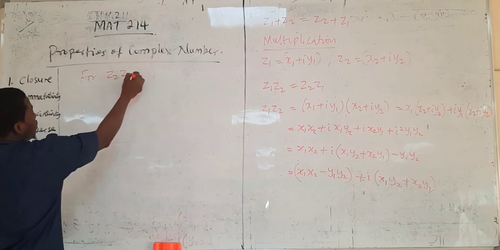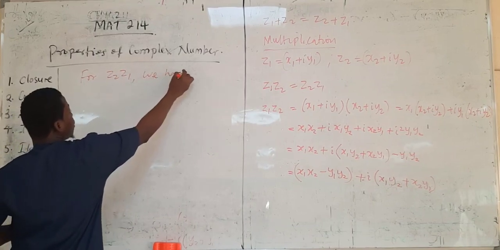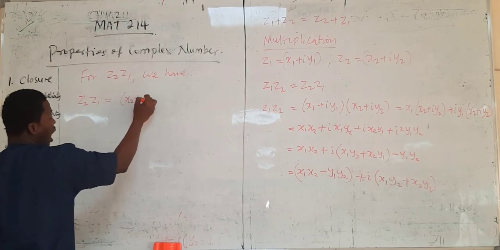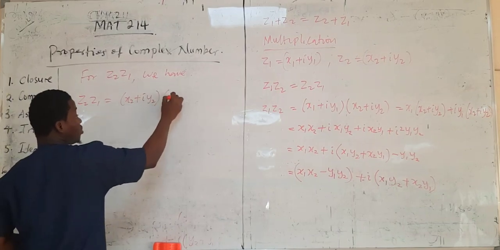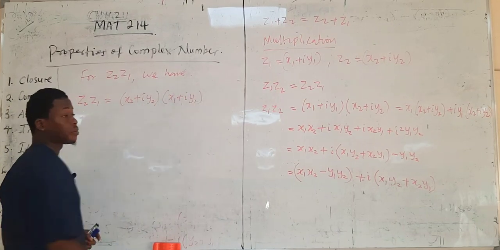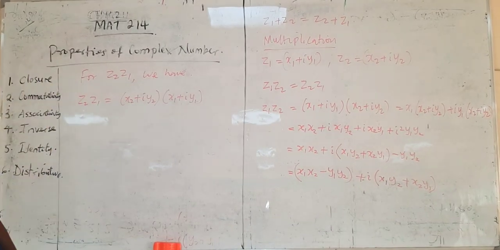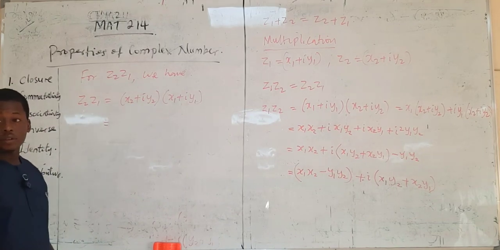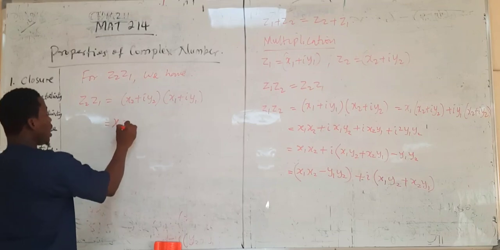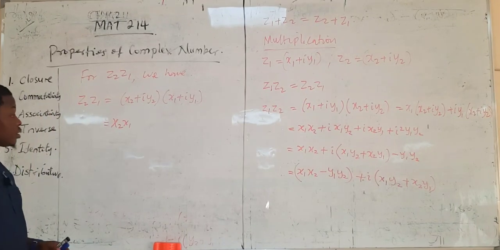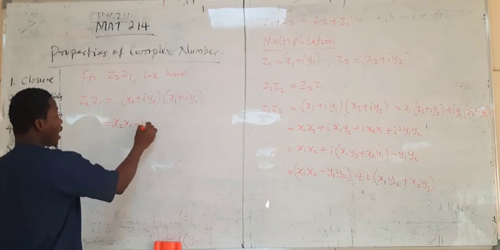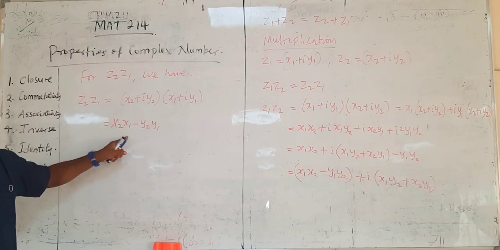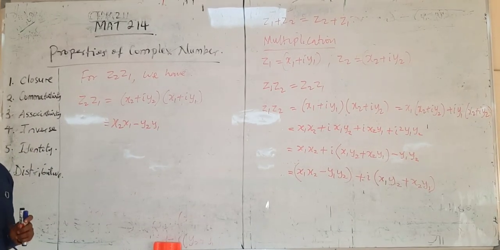For z2 z1 we have z2 z1 equal to x2 plus iy2 times x1 plus iy1. Now, skipping these steps, then our final answer will be what? x1 y2, x2 x1, right? Minus y2 y1. I'm not expanding this time, so I'm giving the final answer.